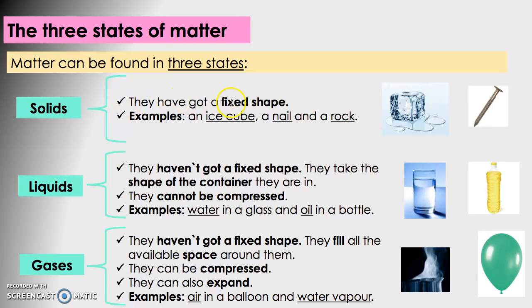Solids: they have got a fixed shape, for example an ice cube, a nail, and a rock. Liquids: they haven't got a fixed shape, they take the shape of the container they're in. They cannot be compressed. For example, water in a glass and oil in a bottle. And gases: they haven't got a fixed shape, they fill all the available space around them. They can be compressed and they can also expand. For example, air in a balloon and water vapor.